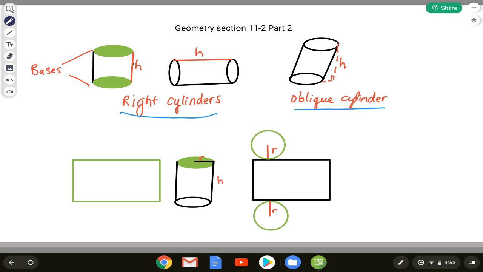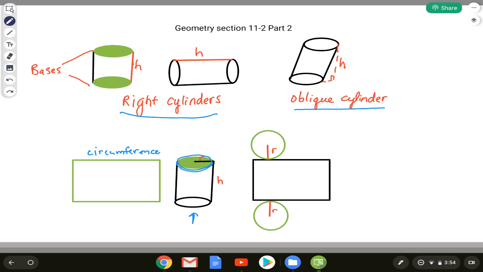So we're going to treat these very much like we did the prisms. I'm going to look at what happens when I unroll these. So here's my cylinder in the middle. On the left, when I unroll the sides, they're connected around the circle. So when I unroll it, the length of that rectangle is going to be the circumference of the base, because that's the distance around the circle.